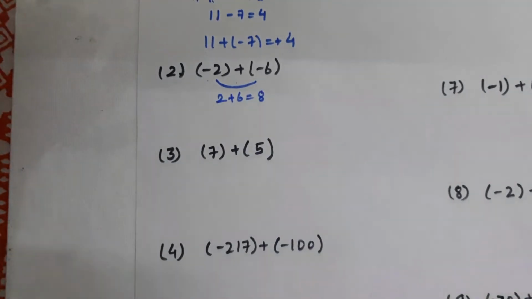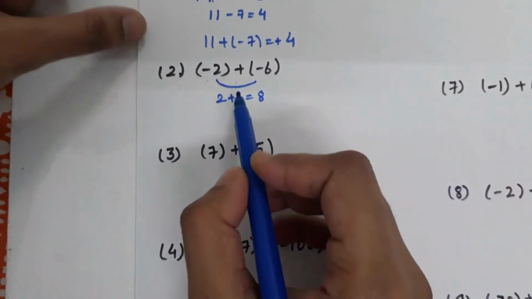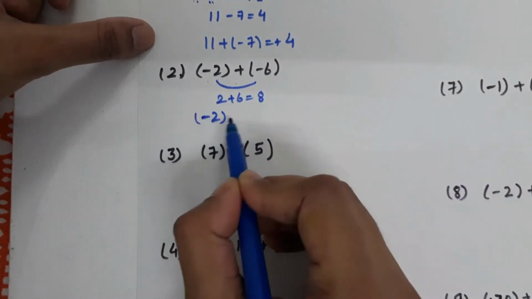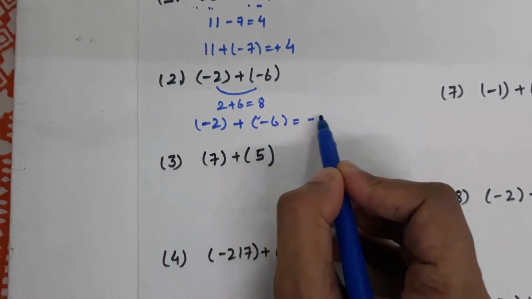And then put the sign of the addends. The addends are minus 2 and minus 6, and they have a minus sign. So my final answer for minus 2 plus minus 6 is going to be minus 8.